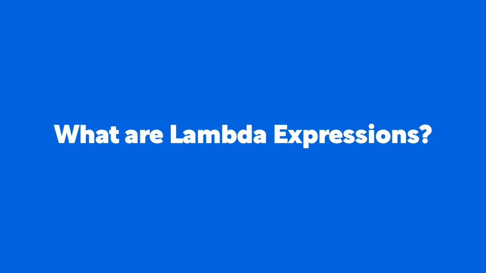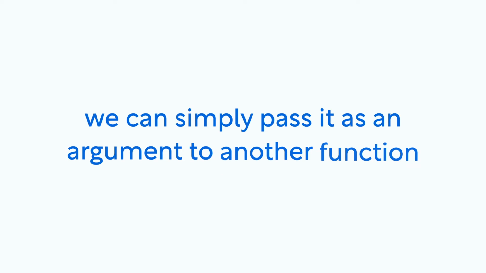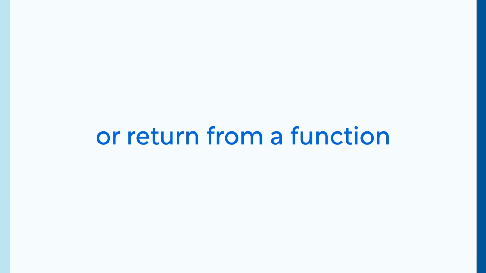What are lambda expressions? Lambda is an anonymous function that we can use as a value. This means that we can simply pass it as an argument to another function or return it from a function.